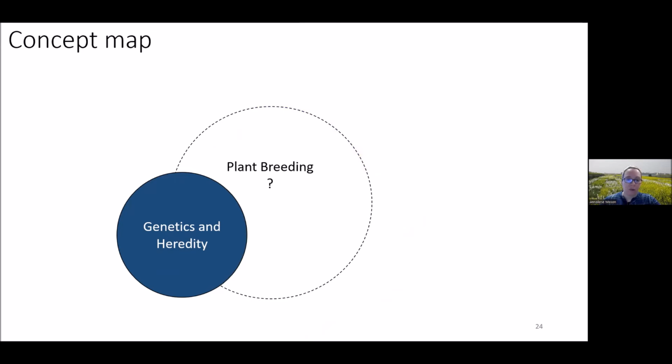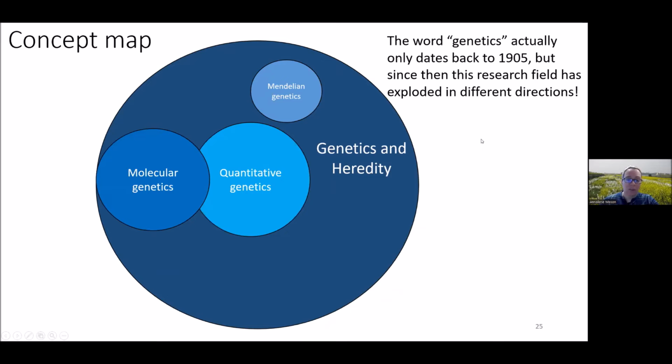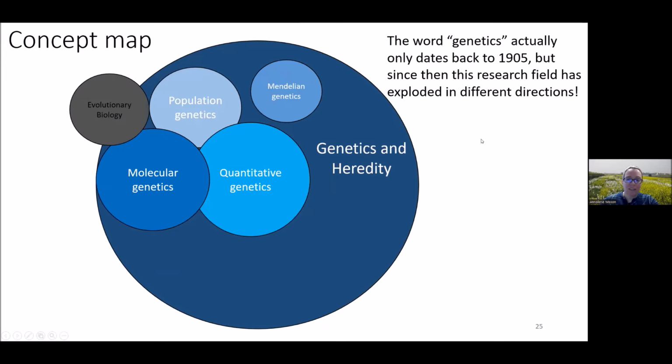Okay, so what is genetics and heredity? The word genetics actually only dates back to 1905. So this is a relatively recent concept, but since then this research field has exploded in different directions. So we have Mendelian genetics, molecular genetics, quantitative genetics, population genetics, a little bit of evolutionary biology, and genomics. So I'm going to briefly go through what actually each of these things are.